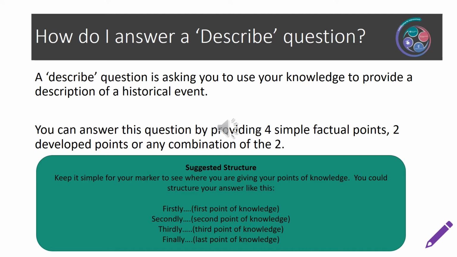So we're now going to take a wee bit more of a detailed look at how we go about answering a describe question. In its simplest form, a describe question is asking you to use your historical knowledge to provide a description of a historical event. Now, the information that you should give in a describe question should be accurate and clear historical facts. Now, as it's worth 4 marks, you can answer this question by providing 4 simple factual points, 2 developed points, or any combination of the 2.